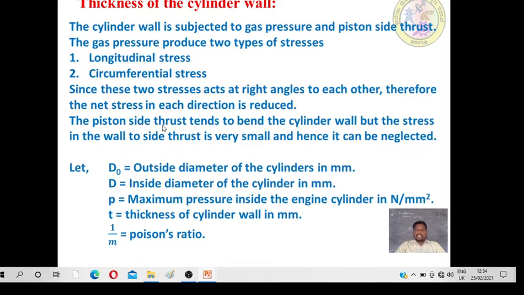So the piston hits the cylinder wall and it tends to bend the cylinder wall. But the stress in the wall due to the side thrust is very small, therefore it can be neglected. Now let us see, let D naught equal to outside diameter of the cylinder, D equal to inside diameter of the cylinder, small letter p equal to maximum pressure inside the cylinder, which is in Newton per meter square, and t equal to thickness of the cylinder wall, and 1 by m, which is called Poisson's ratio.